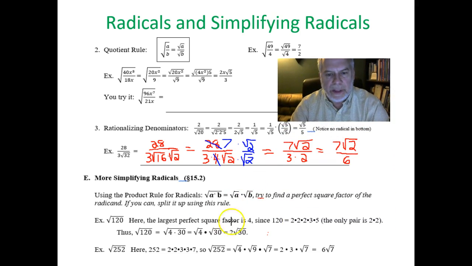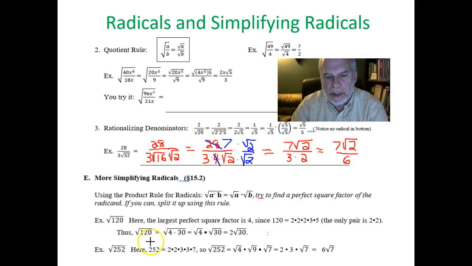All right? Now, in section 15.2, more simplifying radicals. It uses that same product rule as I mentioned. Here's another example, square root of 120. You can break that up into 4 times 30. Why? Because 4 is a perfect square. I can take the square root of 4.